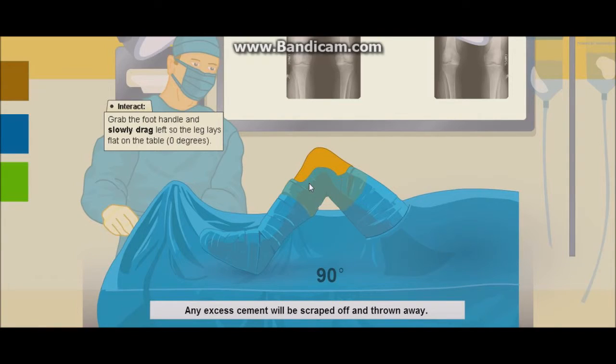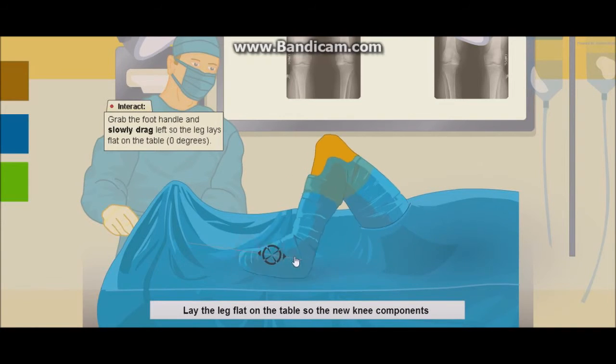Any excess cement will be scraped off and thrown away. Lay the leg flat on the table so the new knee components put pressure on each other. This allows the bone and components to bond with the cement.